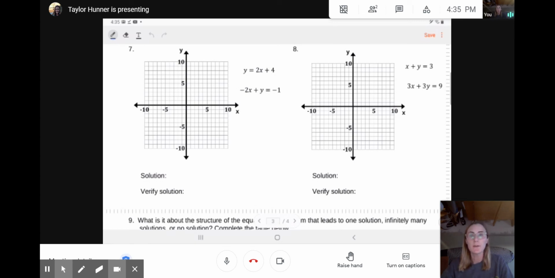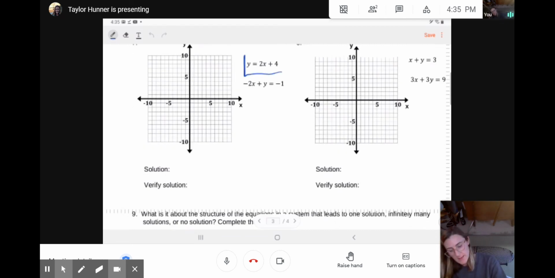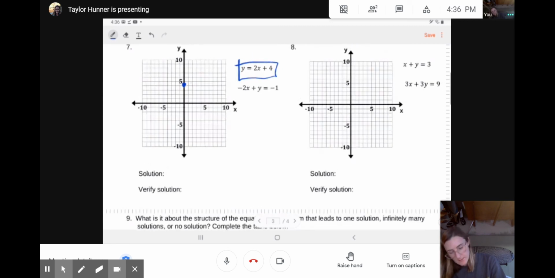So for number 7, again, we're going to try and get these both into slope-intercept form. It's nice that they already gave us one in slope-intercept form. You can go ahead and graph that. Start your graph at 4, go up 2 over 1, up 2 over 1, or down 2 over 1 in the other direction.